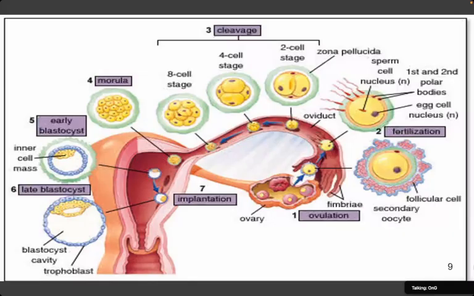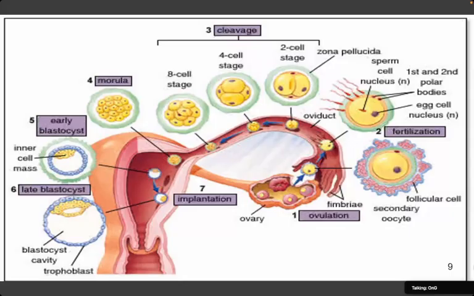inside the tube, these cumulus cells withdraw their processes and release itself from the zona pellucida. The oocyte is now propelled further by the cilia, and this rate of transportation is regulated by the endocrine status during and after ovulation.